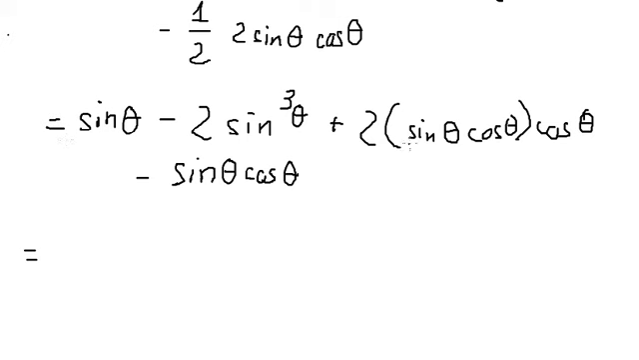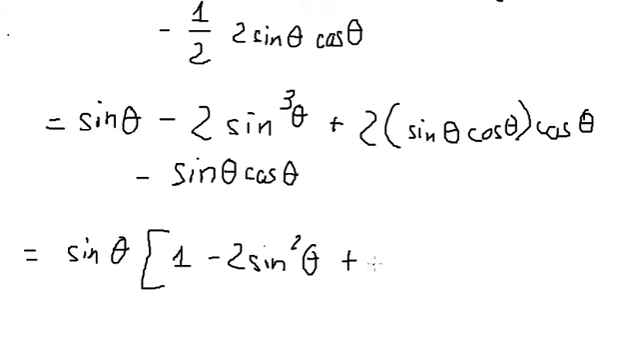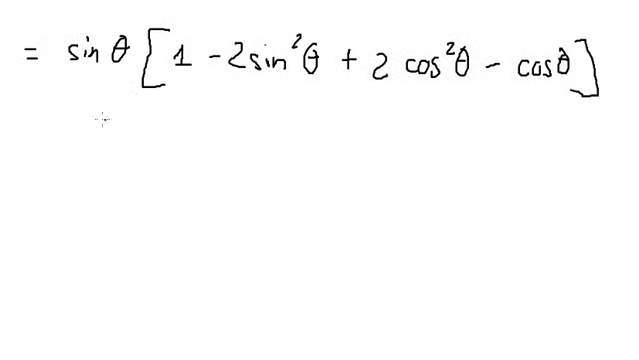Now we need to do factorization. So I need to choose sine theta. And now we just have 1 minus 2 sine theta squared plus 2 cosine theta squared minus cosine theta. Now we have this one equals 0.